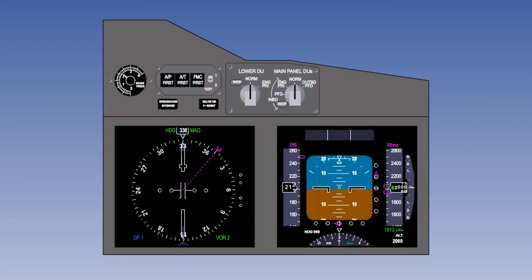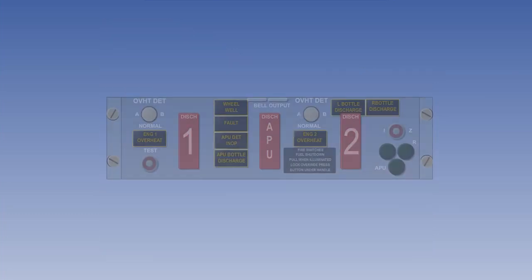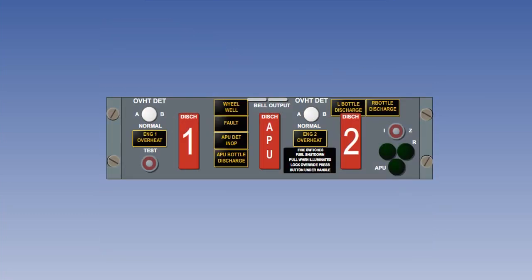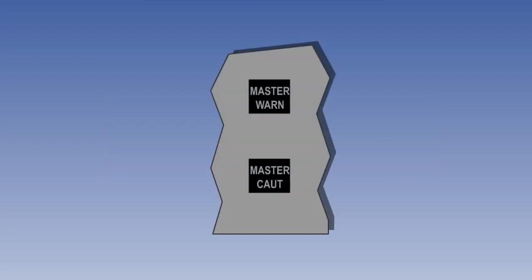On Airbus aircraft, a continuous repetitive chime accompanies all level 3 alerts, and a cavalry charge sound is used for autopilot disconnects.